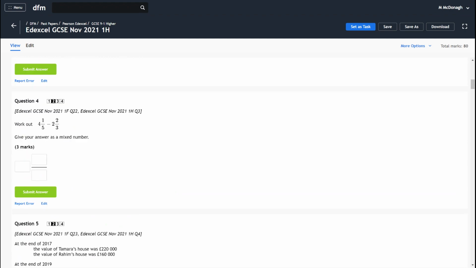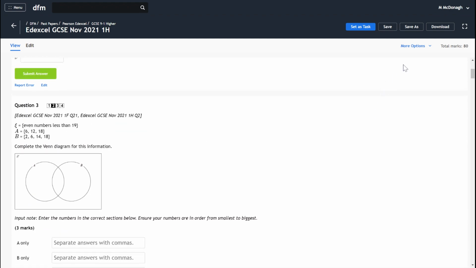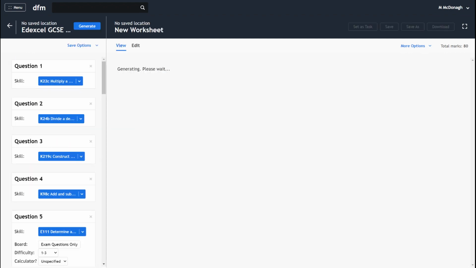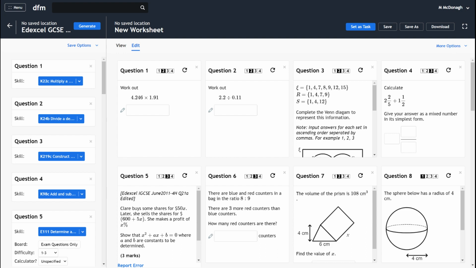Now, to make the shadow paper, we're going to go up to the top, go to more options, drop down and generate a shadow paper. Now, the questions that have been provided: for each question, you can have a look at the code to see if it's a key skill question or an exam question that's been produced.